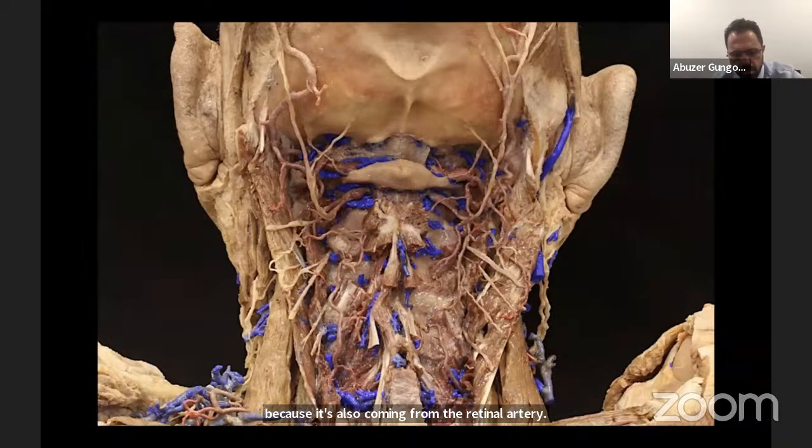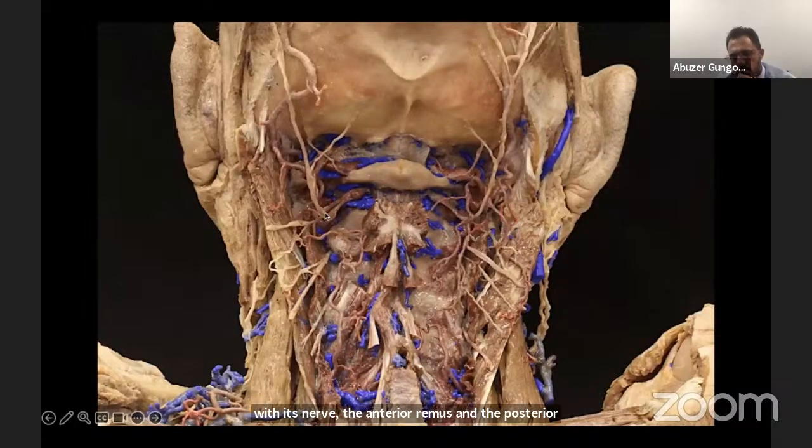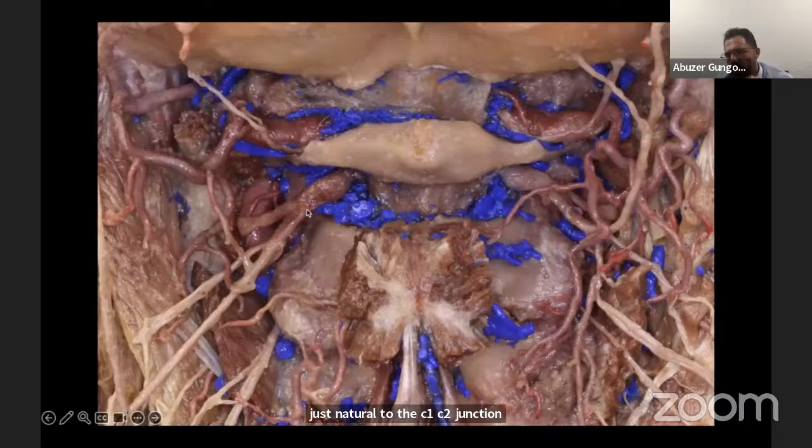Here's a dissection down almost to the bone with only some insertions of the muscle left where we can see the spine posteriorly. And here we can see really well C2, that area of C2 with its nerve, the anterior ramus and the posterior ramus that gives the greater occipital nerve. This is a closer view of the anterior ramus that goes around the vertebral artery in the segment just lateral to the C1, C2 junction, and then this is posteriorly forming the greater occipital.